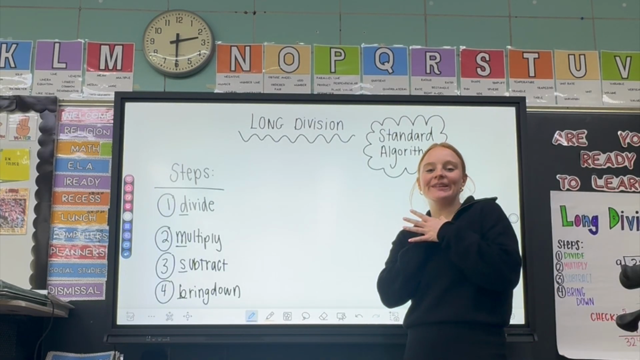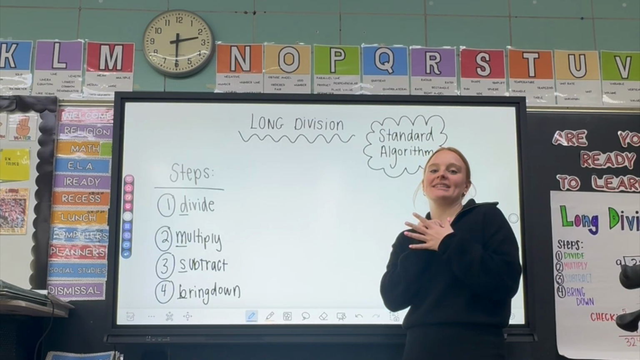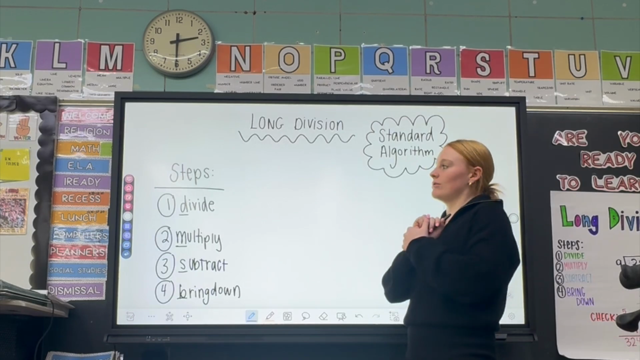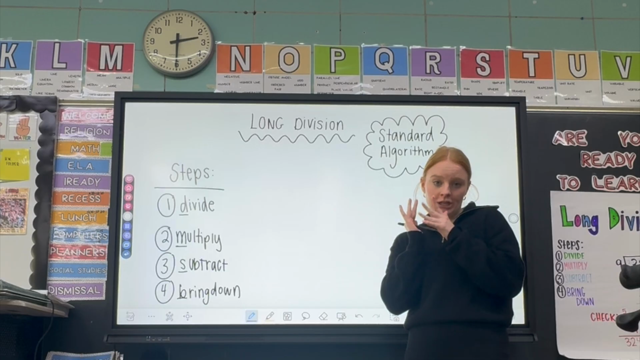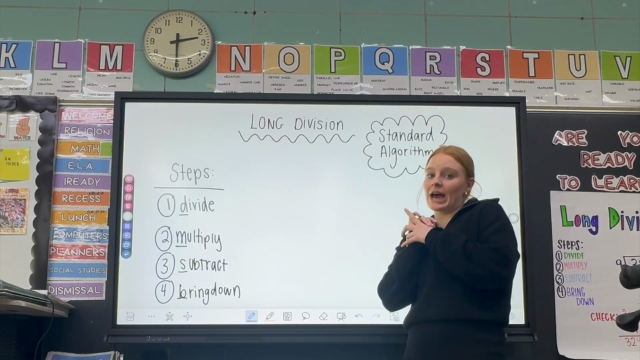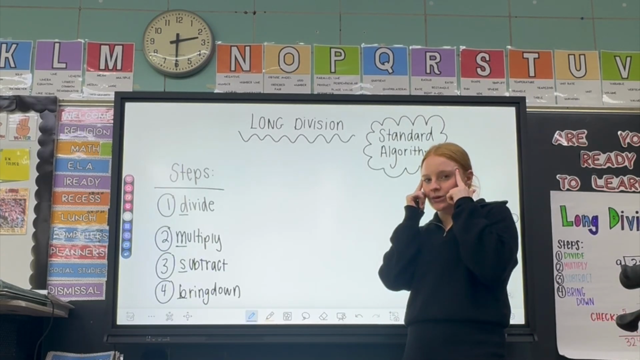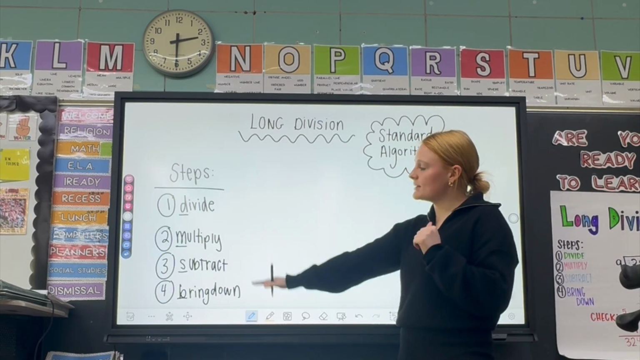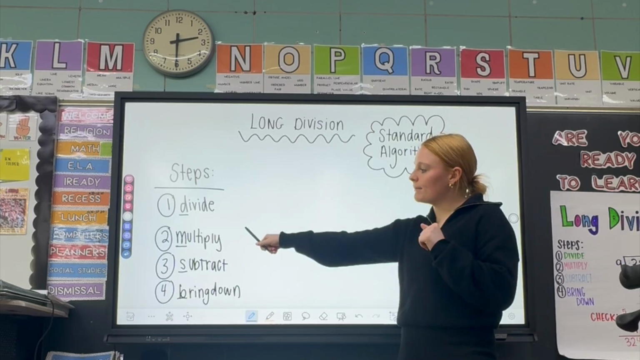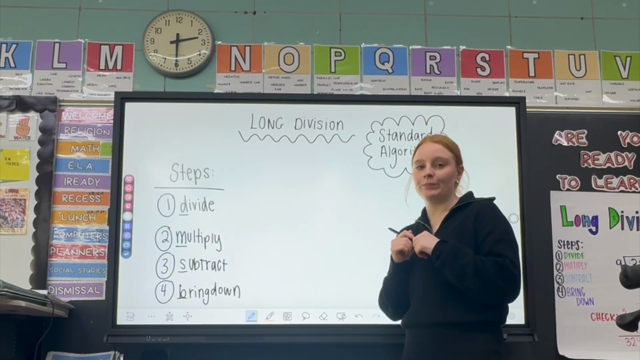Okay, we are learning long division using the standard algorithm. Long division is just dividing much larger numbers than we're used to. So in order to do that, we can't really do it in our brains. We have to do it using multiple steps. So I have our steps listed out here. Divide, multiply, subtract, and bring down.